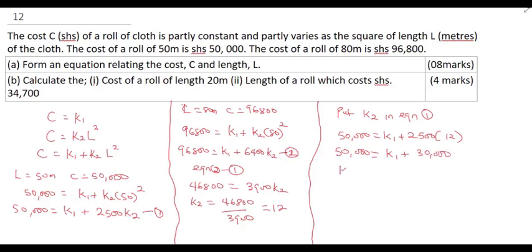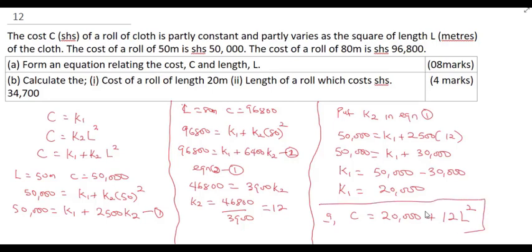So that means our K1 is going to be, collecting like terms, 50,000. Going over, it becomes minus 30,000. So our K1 is 20,000. Now, having established that, our relationship will now be C is equal to K1, which is 20,000, plus our K2, which is 12, times L squared. So this is our relationship, and that's the answer to that.